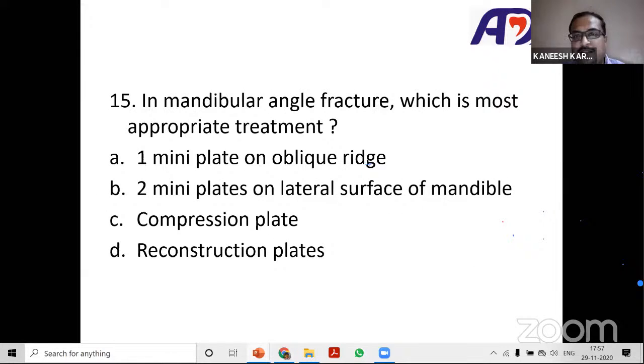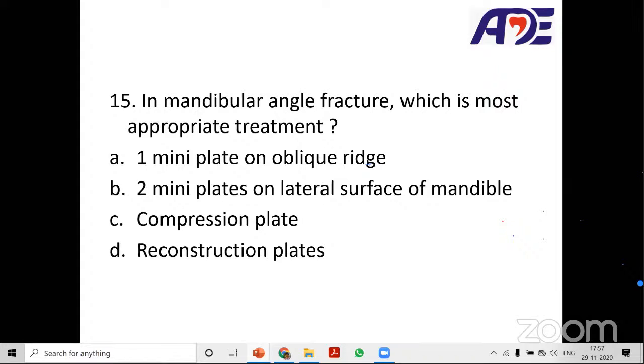In mandibular angle fracture, which is the most appropriate treatment?